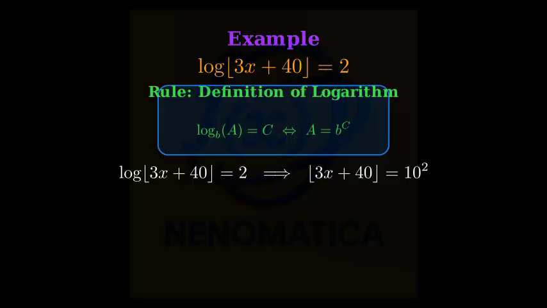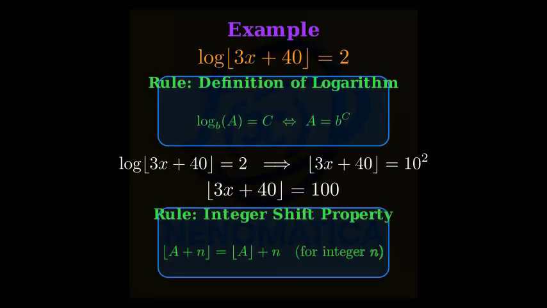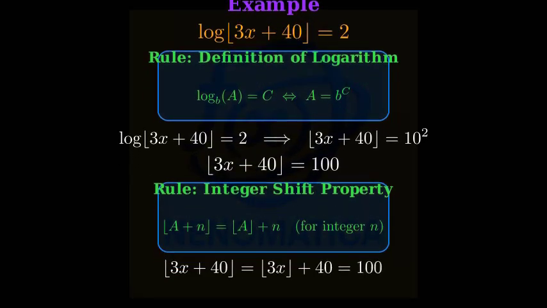10 squared equals 100. So the equation becomes floor of 3x plus 40 equals 100. Step 3. Use the integer shift property of the floor function. For any real a and any integer n, the floor of a plus n equals the floor of a plus n. We show that rule. Since 40 is an integer, floor of 3x plus 40 equals floor of 3x plus 40.